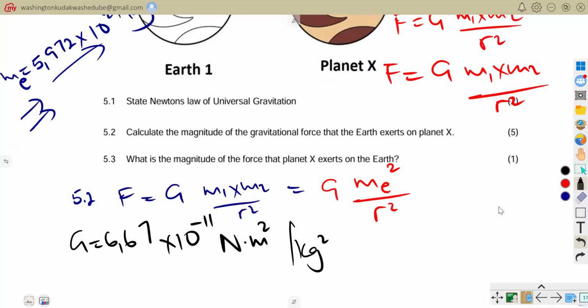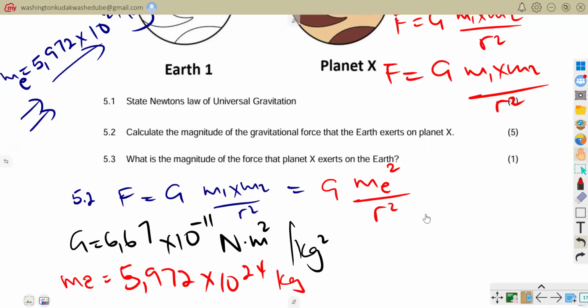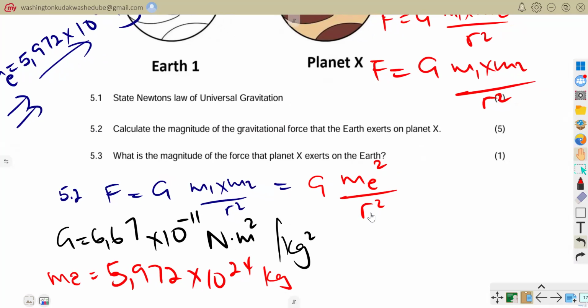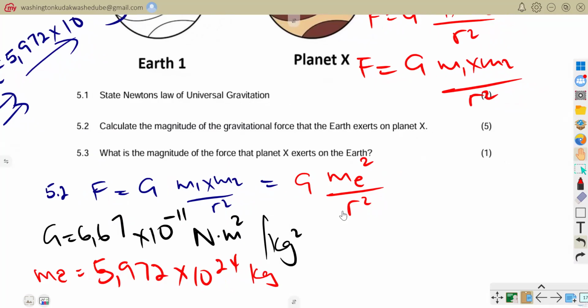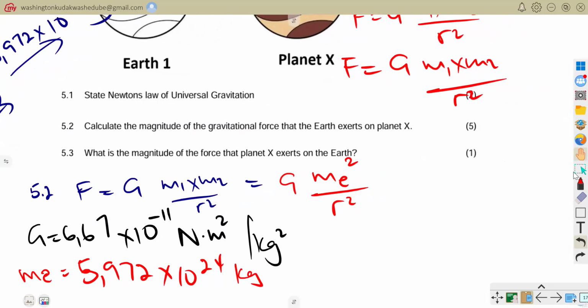So that is the value that you'll be given, as well as the mass of the Earth that I've given you. That will be 5.972 times 10 to the power 24 kgs. Given that, all we now need to do is to substitute these two values into this equation.